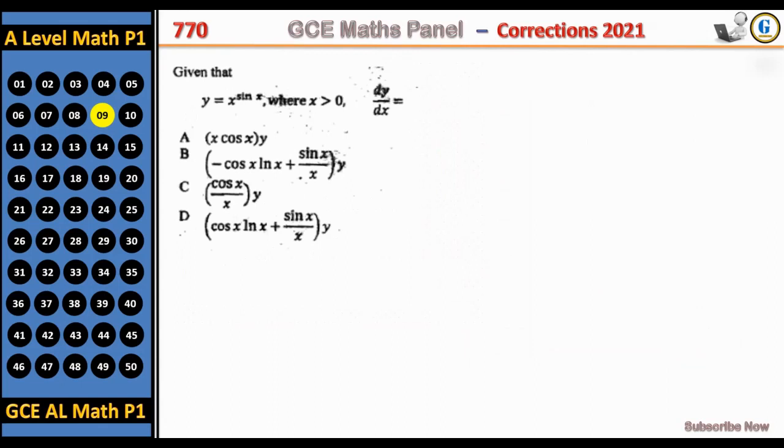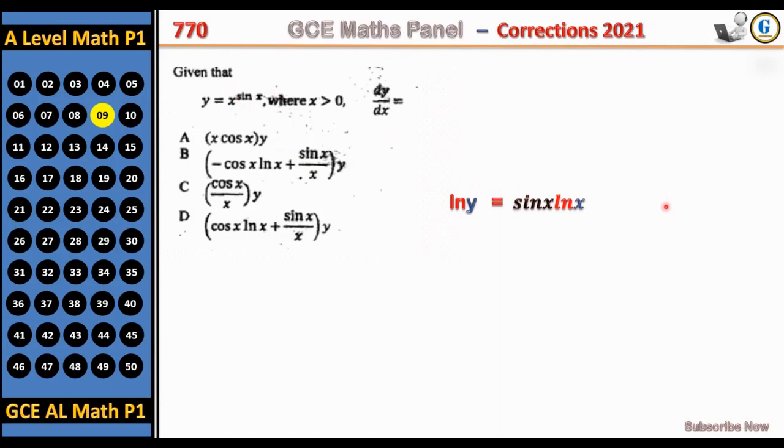Question 9. Given that y equals x to the power sine x, where x is greater than 0, find dy/dx. With this type of question, dear candidates, we start by taking ln on both sides first of all. So we take ln y equal to ln x to the power sine x, but you can bring the power in front from the third law of logarithms, or from further powers. So this will give us sine x ln x.